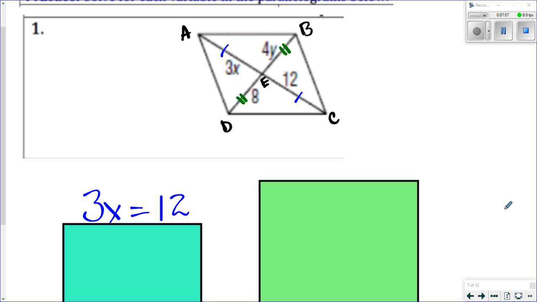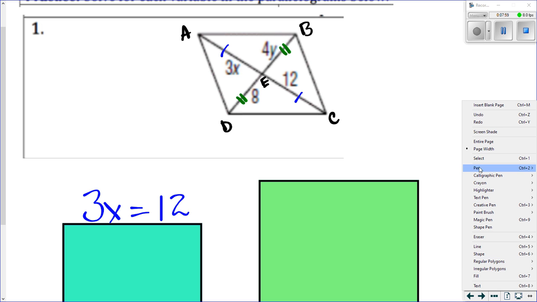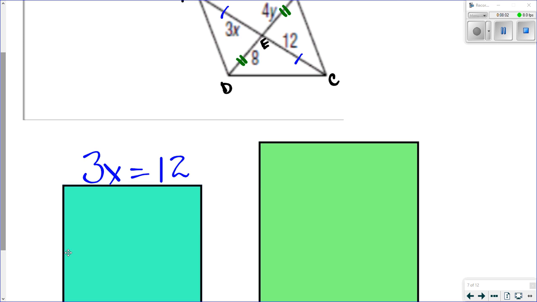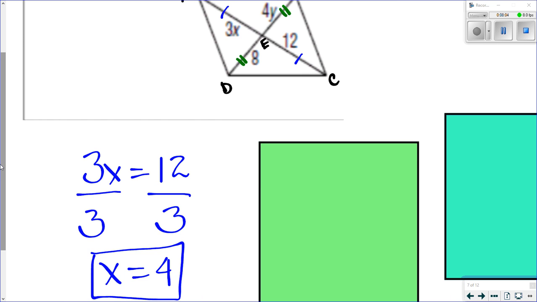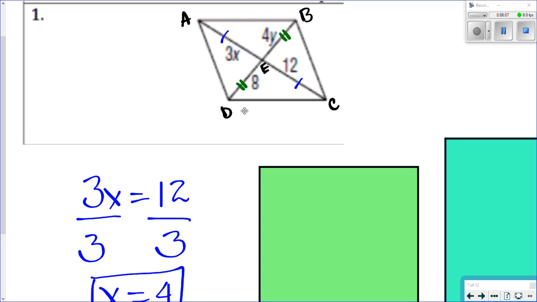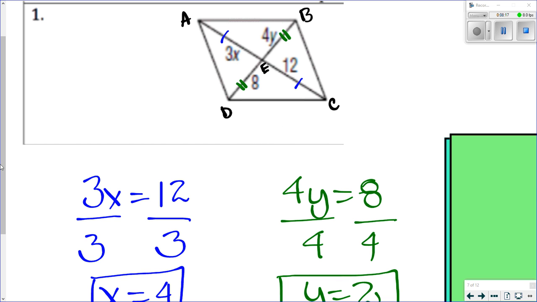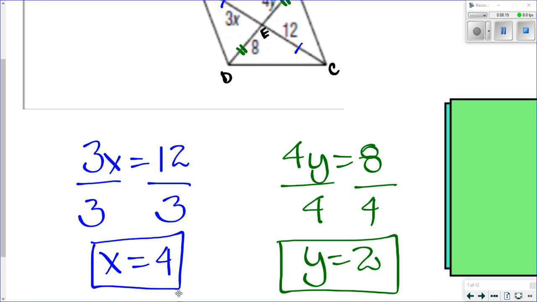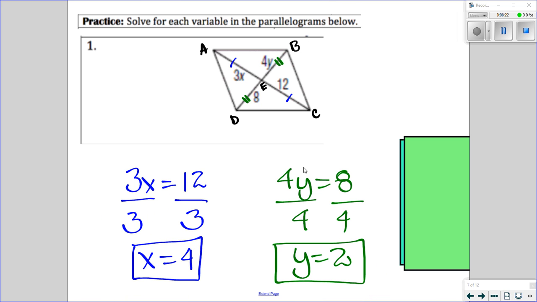Alright, so now I set 3x equal to 12. Now I'm going to solve for x. So that will give me 4. So x equals 4. And I notice that DE and BE are congruent, so then I'm going to set 8 equal to 4y, and then solve for y, which gives me 2. So there you go. Again, we're basing it off the two diagonals in a parallelogram. They bisect each other, so whatever segment values they have, you set it equal and then solve.